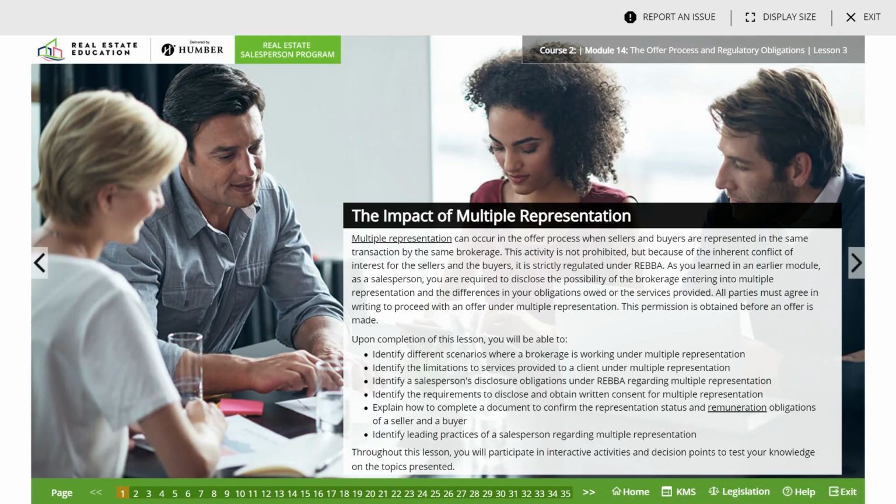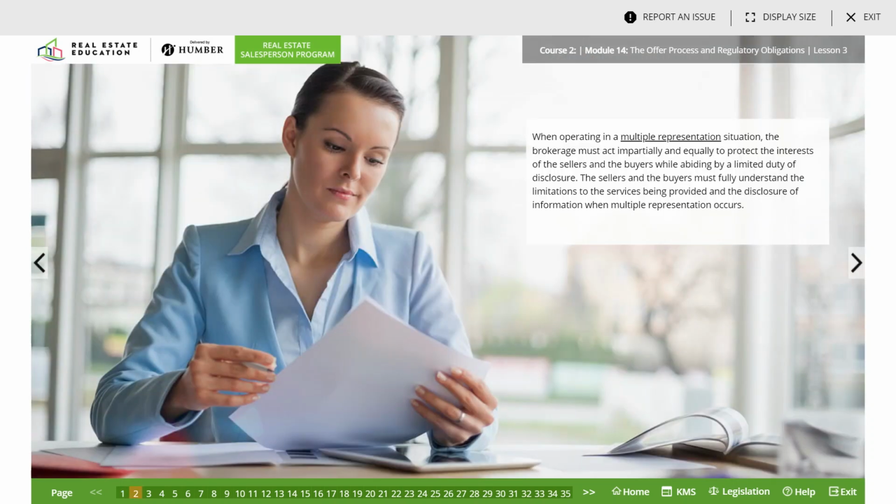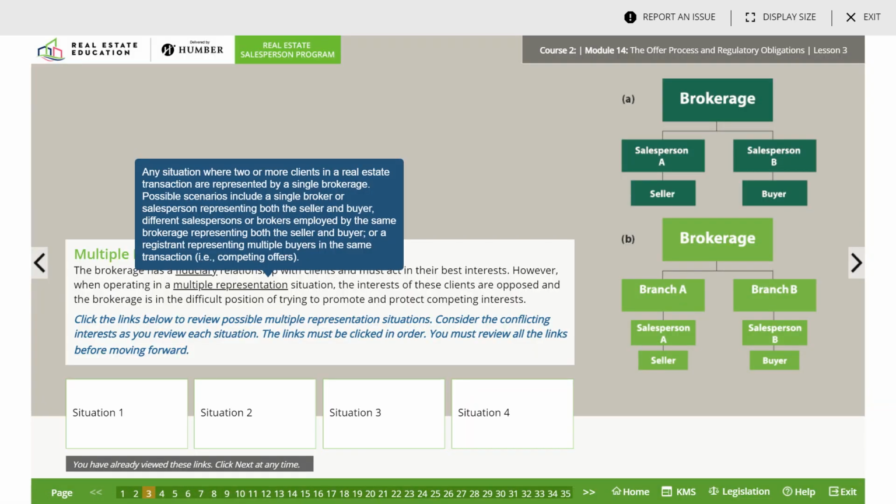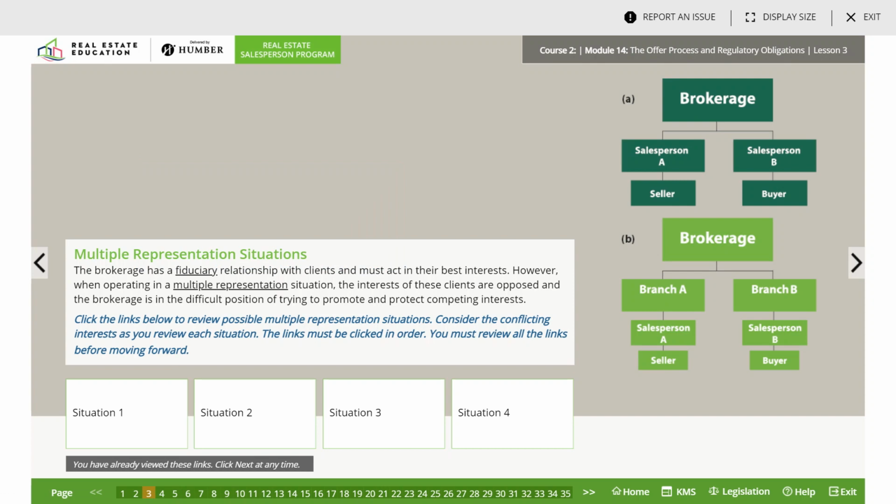Okay, there's a lot of pages, but not enough information. Just gonna go quickly through this lesson, see what we have. When operating in a multiple representation situation, the brokerage must act impartially and equally to protect the interests of sellers and buyers while abiding by a limited duty of disclosure. The seller and the buyers must fully understand the limitations of the service being provided and disclosure of information when multiple representation occurs.